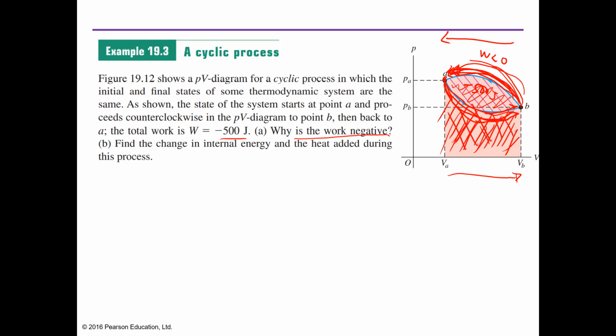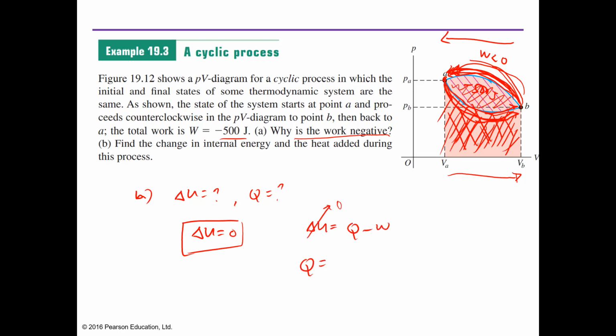Find the change of internal energy. For letter B, find the change of internal energy. So what is delta U and what is heat added? It's very simple. Since this is a cyclic process, delta U is automatically equal to 0. Okay? And from the first law of thermodynamics, delta U equals Q minus W. This one is 0, so therefore Q is W. And W is given, this is equal to minus 500 joules, so therefore heat added is also equal to minus 500.